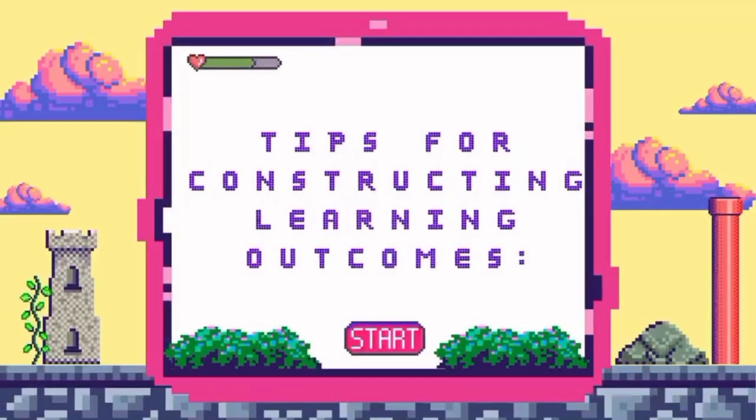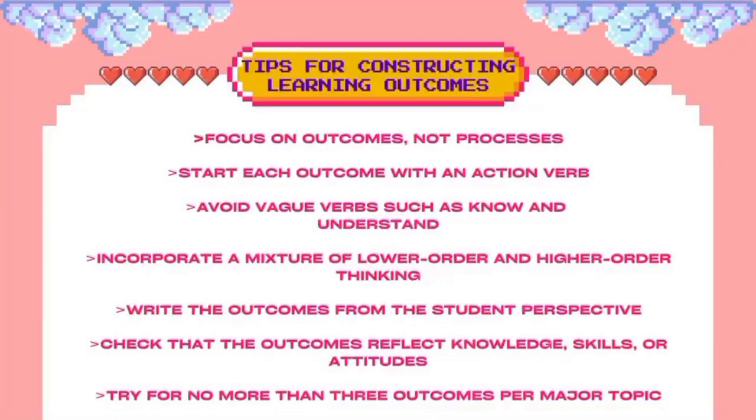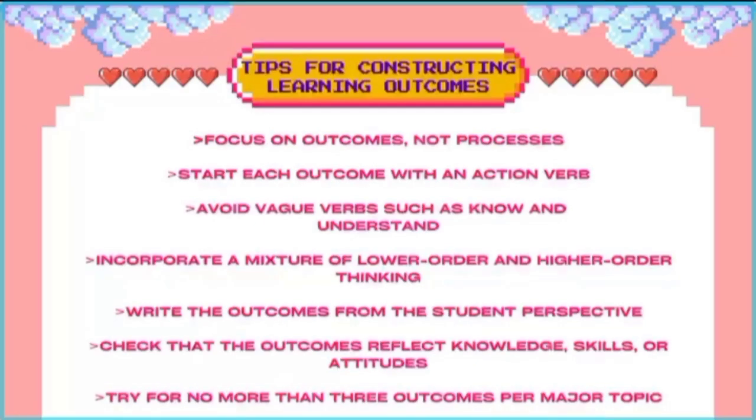Tips for constructing learning outcomes. Focus on outcomes, not processes. Start each outcome with an action verb. Avoid vague verbs such as know and understand. Incorporate a mixture of lower order and higher order thinking. Write the outcomes from the student perspective. Check that the outcomes reflect knowledge, skills, or attitude. Try for no more than three outcomes per major topic. By following these guidelines, you can create clear, measurable, and effective learning outcomes that enhance the teaching and learning process.